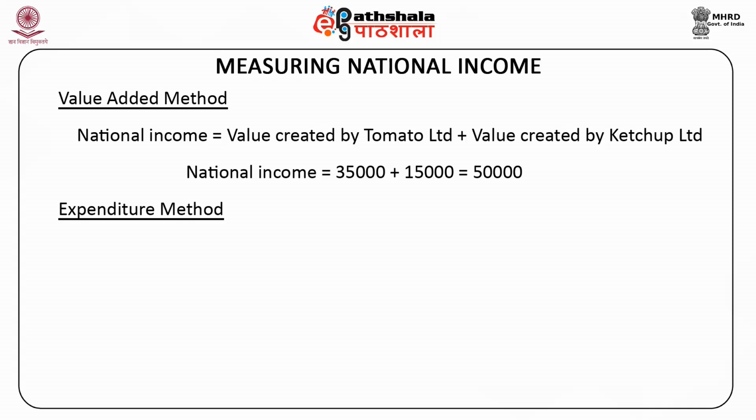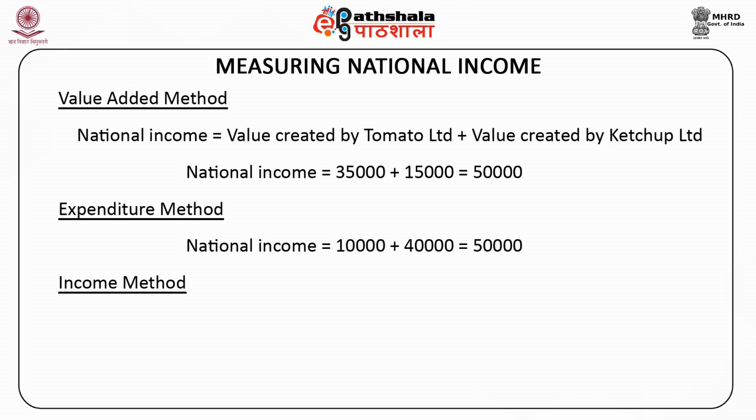According to this approach, national income is the sum of final expenditures incurred in the domestic territory. In the above example, the household spent 10,000 on tomatoes from the Tomatoes Limited and 40,000 on final product from the Ketchup Limited. Therefore, national income by expenditure method is 50,000.